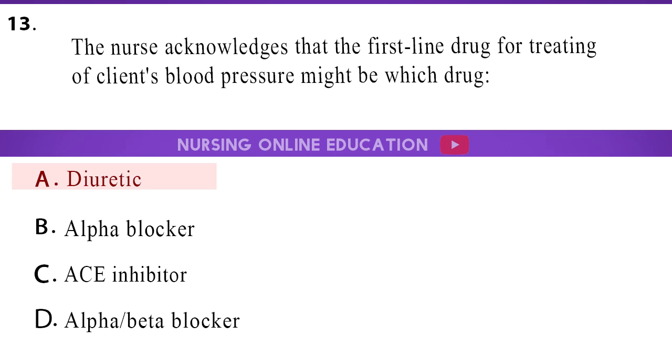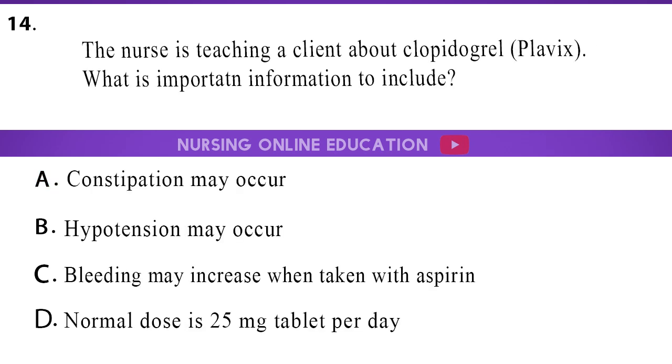The answer is option A. Diuretic. 14. The nurse is teaching a client about clopidogrel, Plavix. What is important information to include? A. Constipation may occur. B. Hypotension may occur. C. Bleeding may increase when taken with aspirin. D. Normal dose is 25 mg tablet per day.